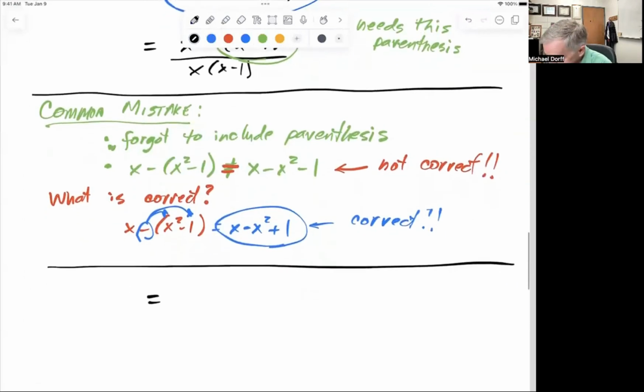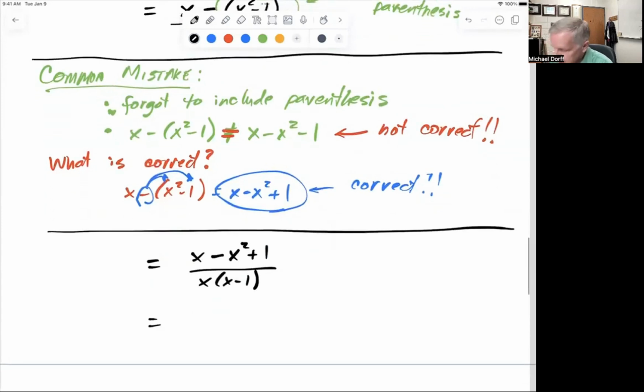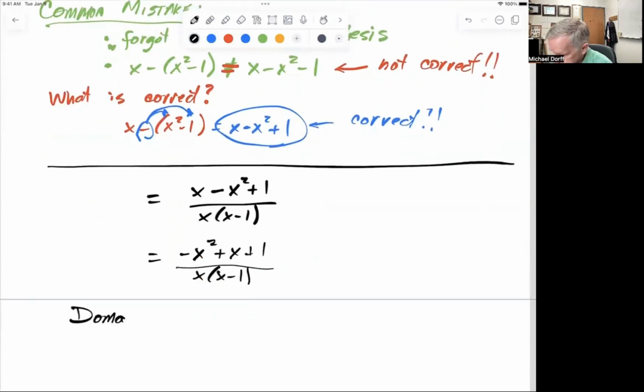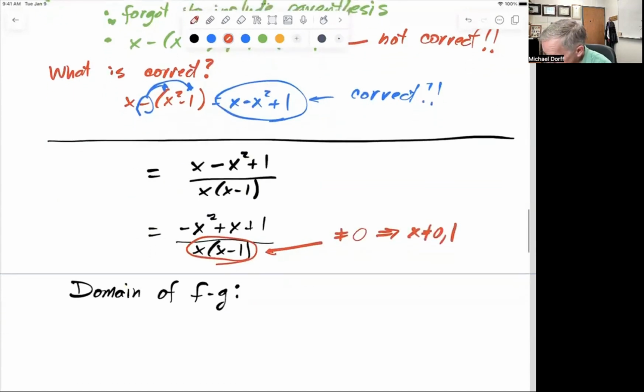Getting away from my tangent, we now have x minus x squared plus 1 over x times x minus 1. And as I mentioned earlier, they often put the term with the highest power out front. So you might see the answer as negative x squared plus x plus 1 over x times x minus 1. And what's the domain for this? Domain of f minus g. Well, again, we can't have 0 in the denominator, which means x cannot equal 0 or 1. And so the domain is going to be negative infinity to 0, union 0 to 1, union 1 to infinity.